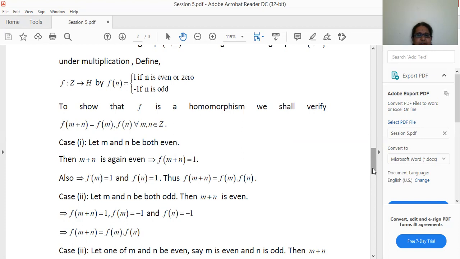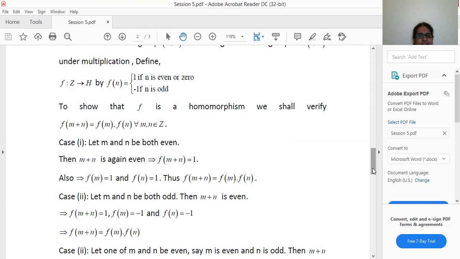So f of m plus n is equal to f of m dot f of n, because left hand side f of m plus n is 1, right hand side f of m is 1, f of n is 1, 1 into 1 is 1. So LHS is equal to RHS. So in this case, that is the case when both m and n are even, f is a homomorphism.